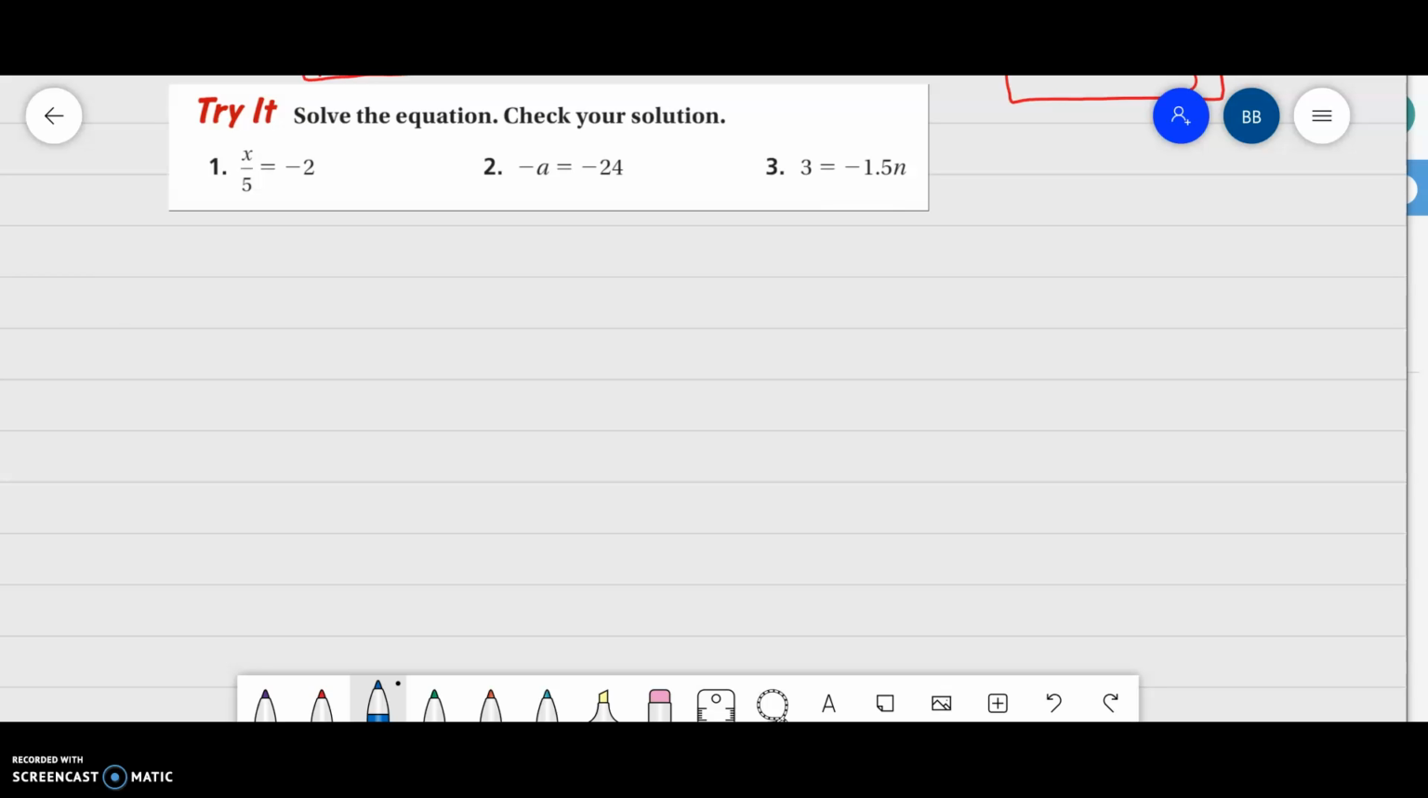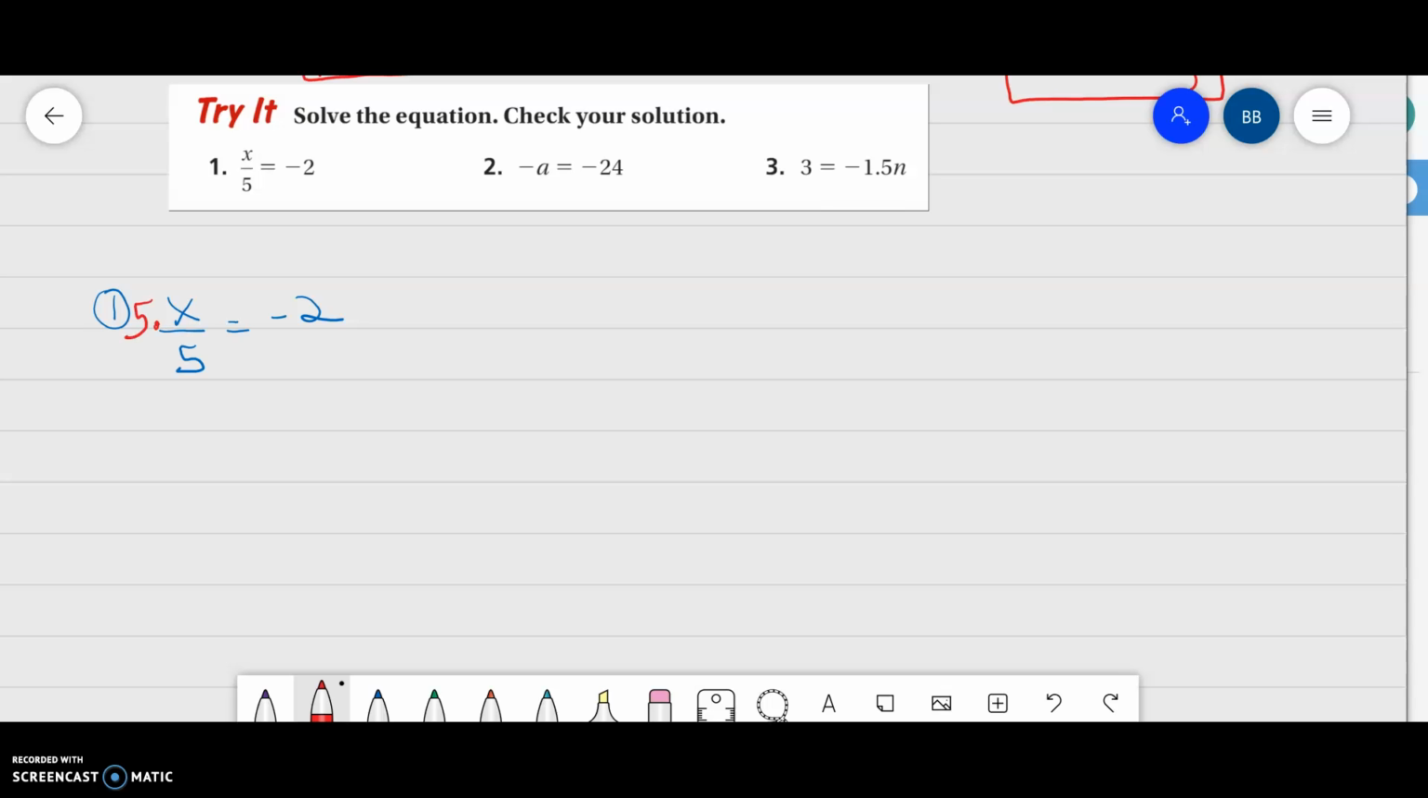Okay, so for the first try-it problem, we have x over 5 equals negative 2. So the first thing I want to do is look at the side of the equation with a variable and see what's happening to it. So x is being divided by 5. The inverse operation of dividing by 5 is multiplying by 5. So I have to multiply my right-hand side of my equation by 5.